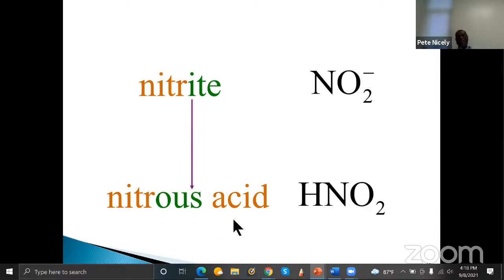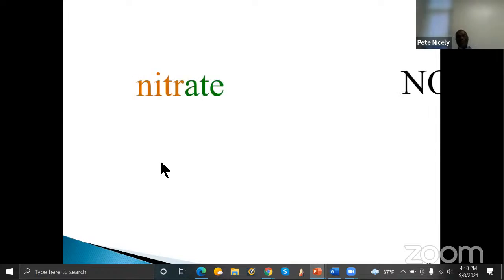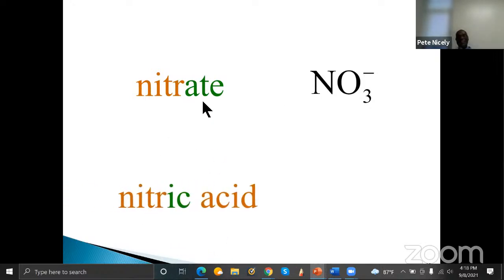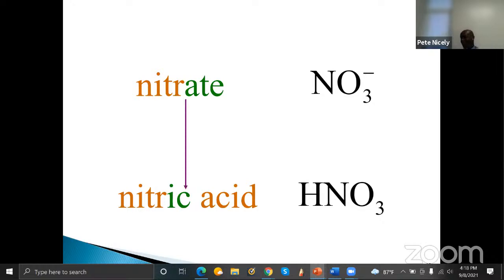All right, and I think I have one more example, the nitrate ion. This is the formula for the nitrate ion. And if you look at the name of the corresponding acid, the ATE ending is replaced with ic acid, and therefore the formula for this acid is HNO3. So that's basically how we determine or derive the name of oxyacids based on the names of their corresponding anion.